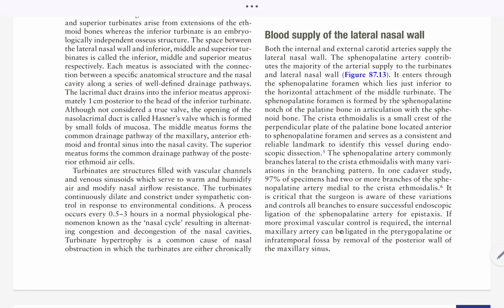If more proximal vascular control is required, the internal maxillary artery can be ligated in the pterygopalatine or infratemporal fossa by removal of the posterior wall of the maxillary sinus. This is the vascular supply of the lateral nasal wall: anterior ethmoid artery, posterior ethmoidal artery, sphenopalatine artery, and greater palatine artery.